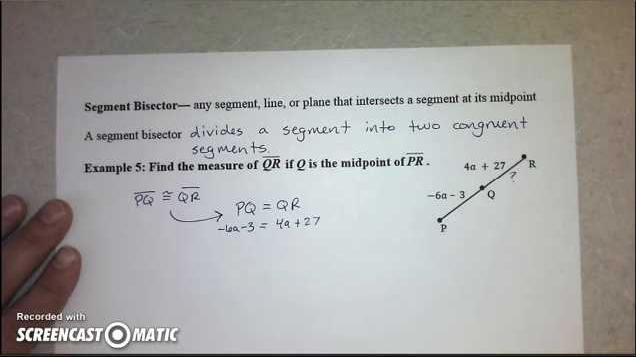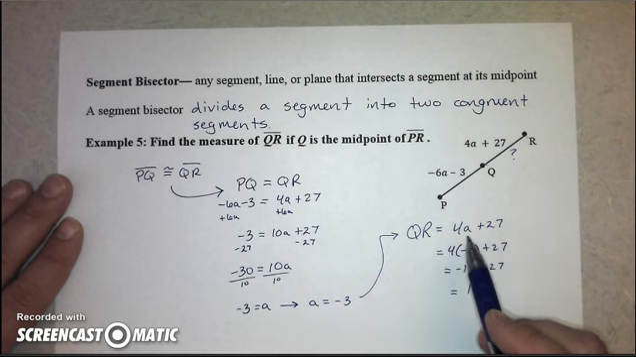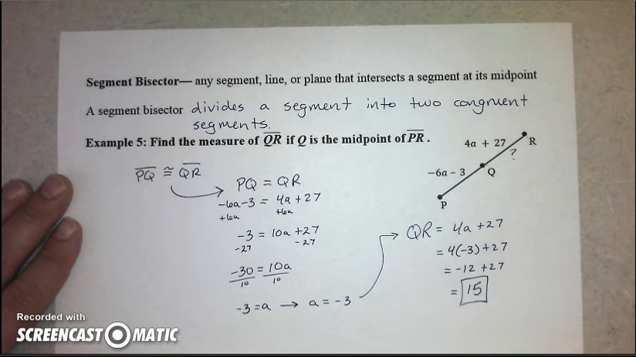I want you to pause the video so that you can solve this equation for a and then plug it back in to find QR. If you need more time, go ahead and pause the video. Otherwise, this is what you should get. a works out to be negative 3. And when I plug that back in, QR has a length of 15 units.